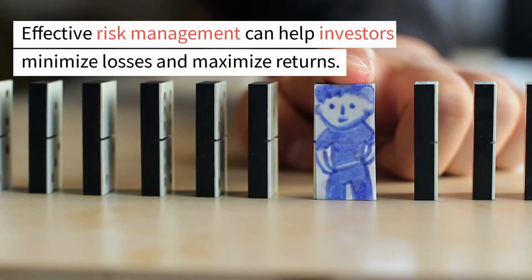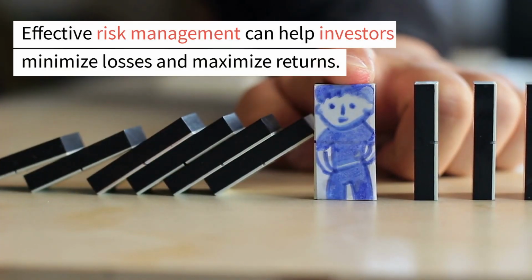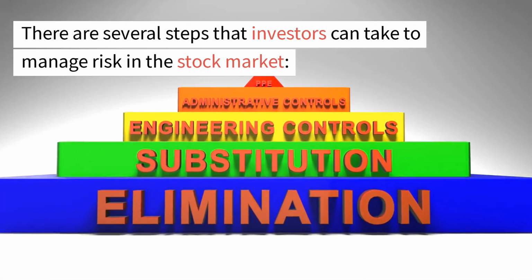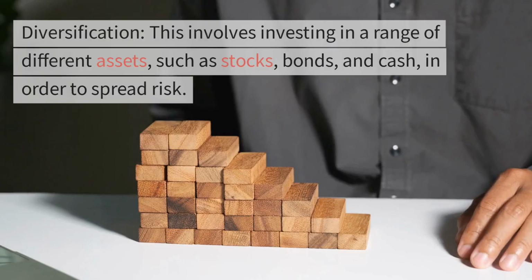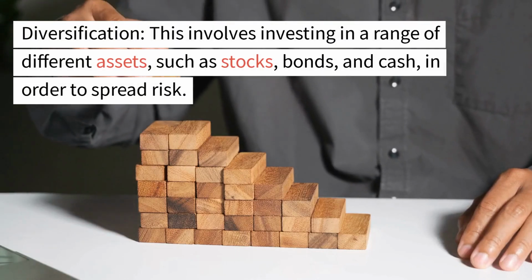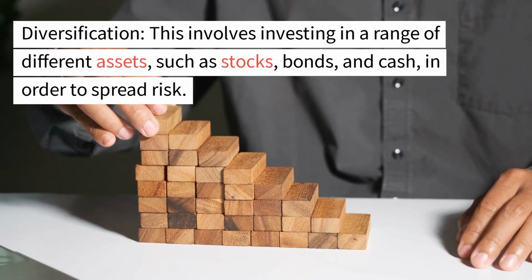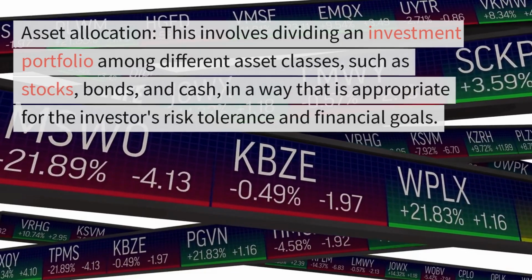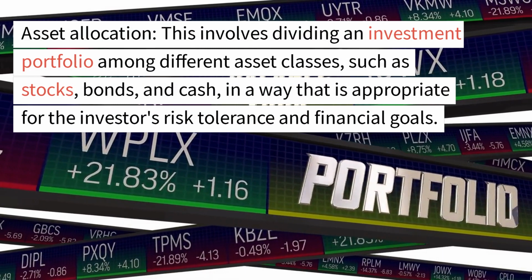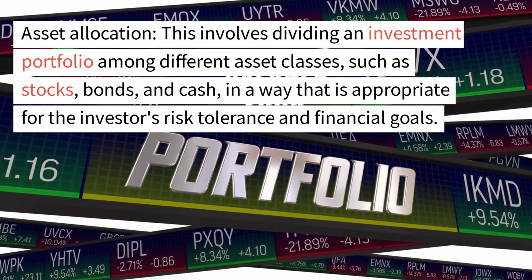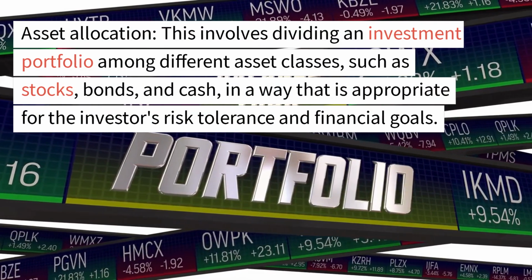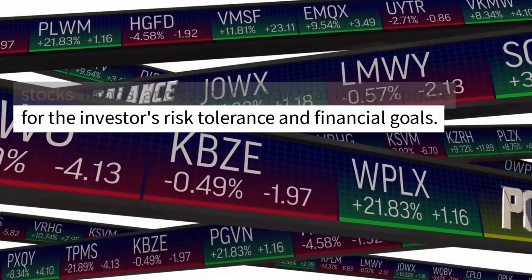Effective risk management can help investors minimize losses and maximize returns. There are several steps that investors can take to manage risk in the stock market. Diversification. This involves investing in a range of different assets, such as stocks, bonds, and cash, in order to spread risk. Asset allocation. This involves dividing an investment portfolio among different asset classes, such as stocks, bonds, and cash, in a way that is appropriate for the investor's risk tolerance and financial goals.